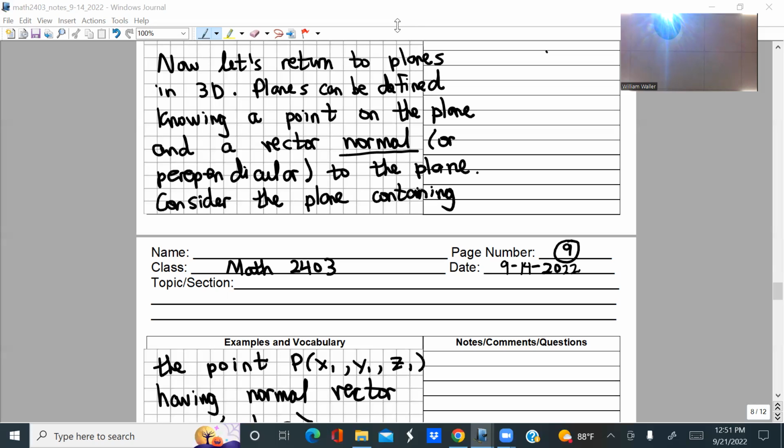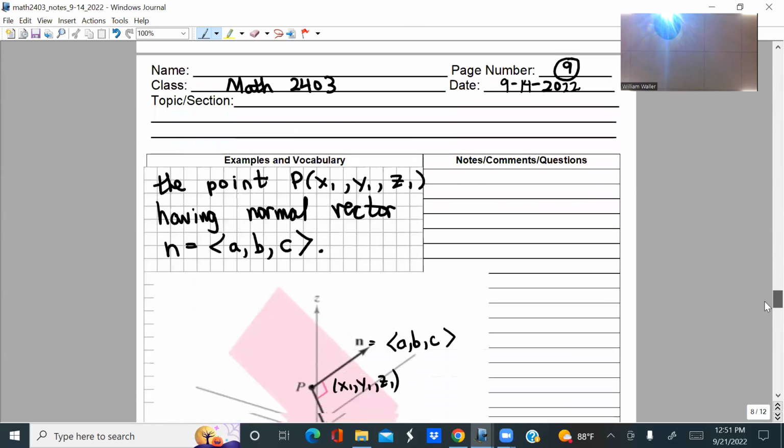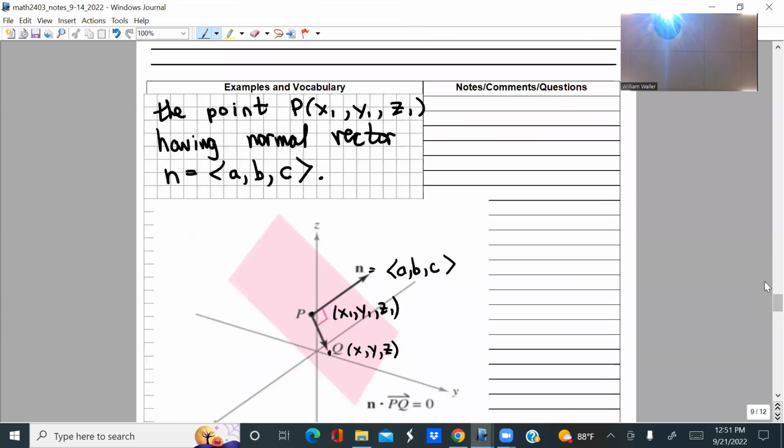Let me show you why. Let's take a picture of this situation. That pink surface is supposed to be a plane. We have to know a point on the plane, just like if we want to write down the equations for a line, we have to know a point on the line. Here's the point that I know on the plane. I'm going to call that point P. Its coordinates we have to know.